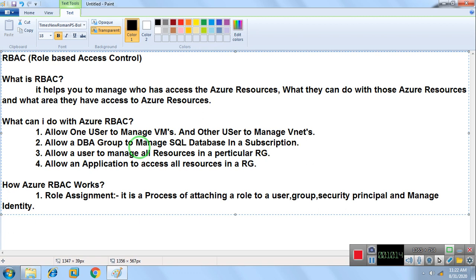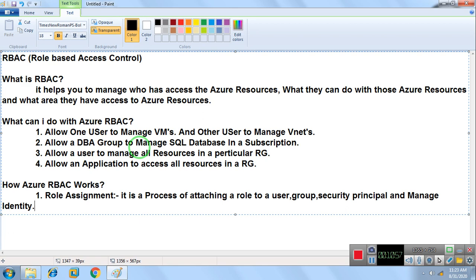So it is a process of attaching a role. Imagine if I need to provide some permission to a particular user, I need to first make a role assignment. With the help of role assignment, I'm applying the permission to a particular user, group, security principal, or managed identity. I'll let you know what a security principal and a managed identity are; we'll discuss this also. So role assignment is a process of attaching a role. If you want to provide any permission to a particular user or group, you need to first create a role assignment. I hope you're able to understand these things clearly.